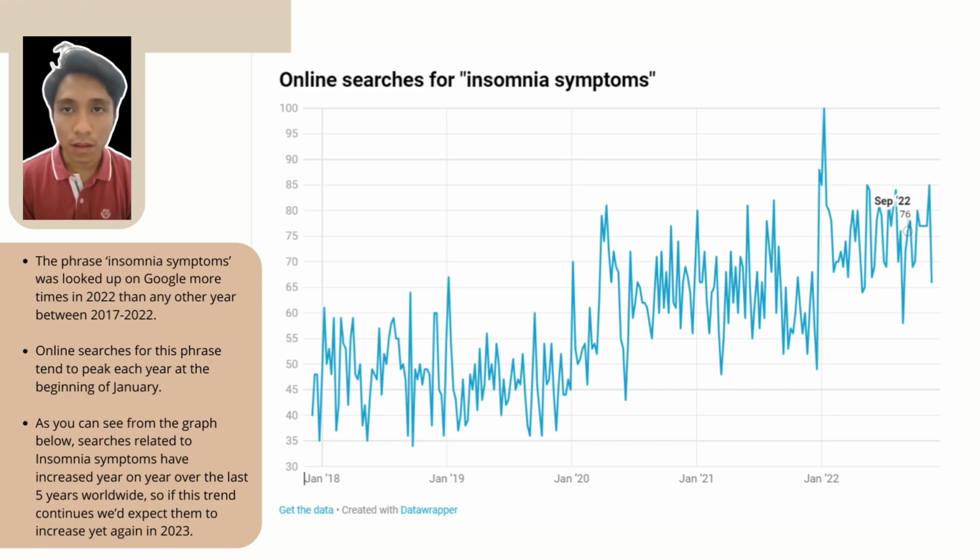Next, online searches for this phrase tend to peak each year at the beginning of January, and as you can see from the graph below, searches related to insomnia symptoms have increased year on year over the last 5 years worldwide. So if this trend continues, we expect them to increase yet again in 2023.